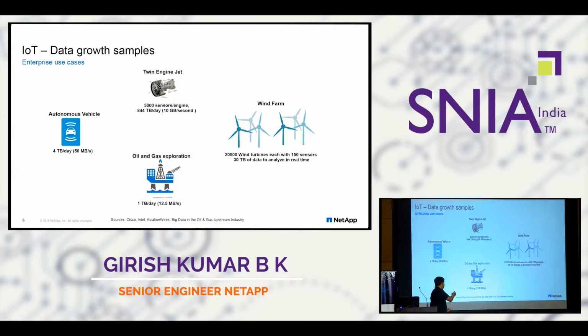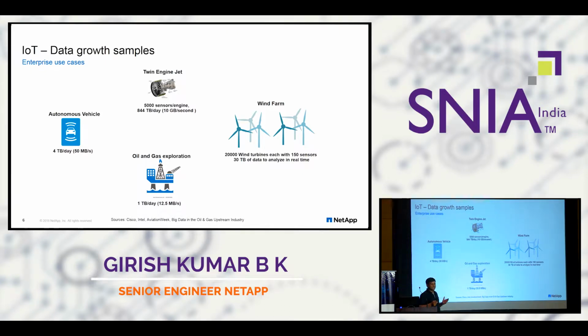And if you see the other extreme, the wind farms, this is one of the running examples in the sense there are 20,000 wind turbines in a wind farm, and each with 150 sensors. This is a very conservative number. 150 sensors is very conservative. It's much more than that. And this entire farm will generate roughly around 30 terabytes of data to be analyzed in real time. And what's important here is how quickly you take action on that.